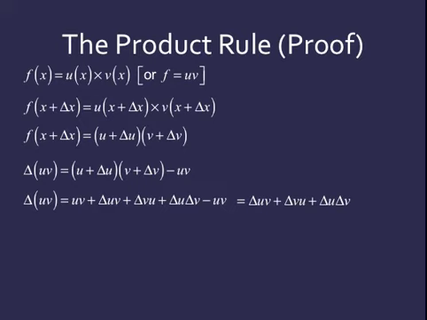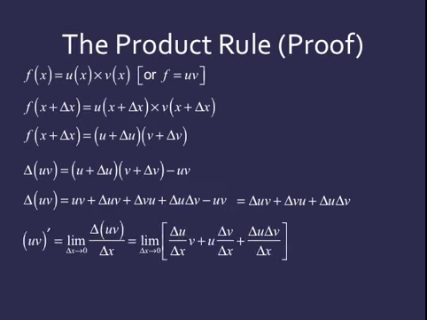The differential then is the limit of delta uv, our difference, divided by delta x. Now this works out to be delta u over delta x times v plus u times delta v over delta x plus this extra term delta u delta v divided by delta x. In the limit, as delta x tends to 0, delta u and delta v will also tend to 0, leaving us with the first two terms only.